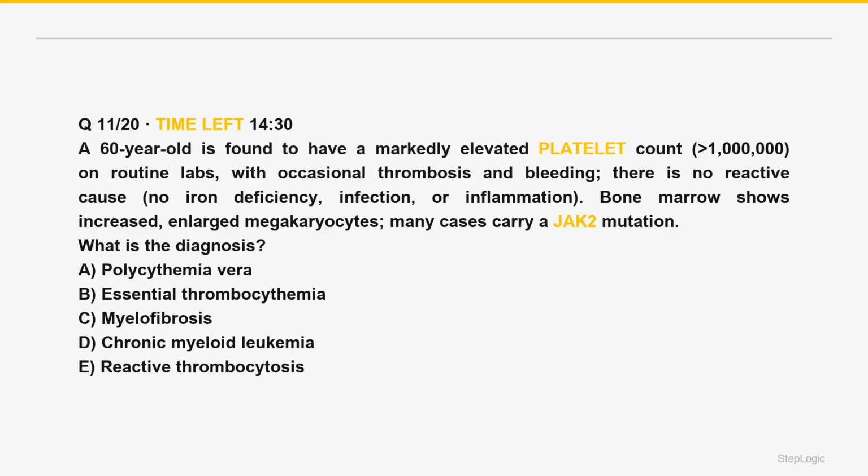What is the diagnosis? A 60-year-old is found to have a markedly elevated platelet count, greater than 1 million, on routine labs, with occasional thrombosis and bleeding. There is no reactive cause: no iron deficiency, infection, or inflammation. Bone marrow shows increased, enlarged megakaryocytes. Many cases carry a JAK2 mutation. Read the command: diagnosis. Markedly high platelets, thrombosis or bleeding, large megakaryocytes, JAK2, no reactive cause: essential thrombocythemia.